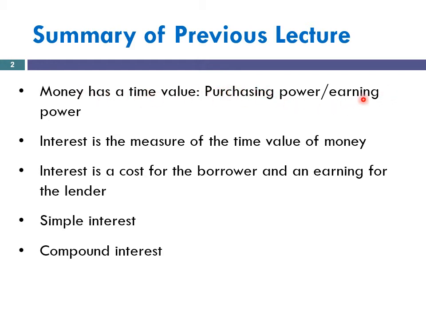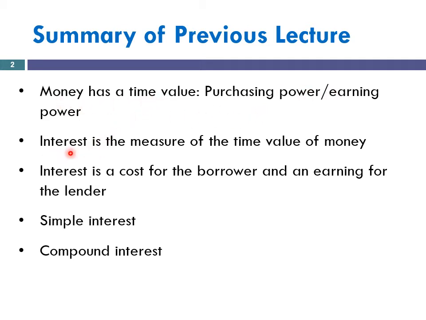And also, because of its earning power, money has a time value. If you have some amount of money now, you can use it for investments, and then you can earn more money with that initial amount. So 1 year or 2 years from now, you will have more money because you earned money with your initial amount. Because of these two reasons, we say that money has a time value.